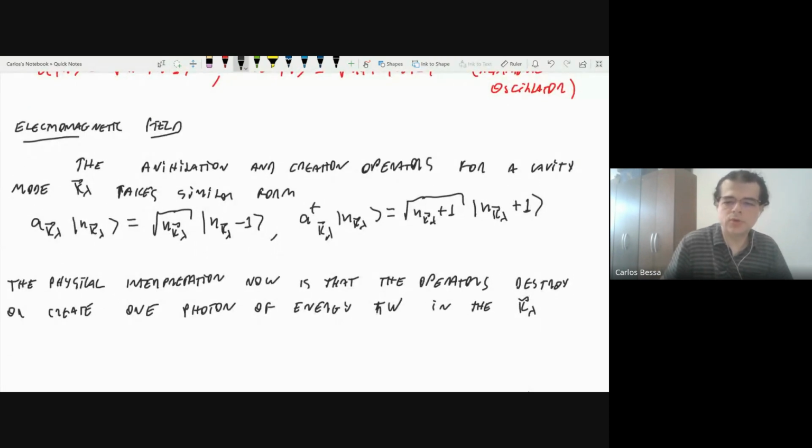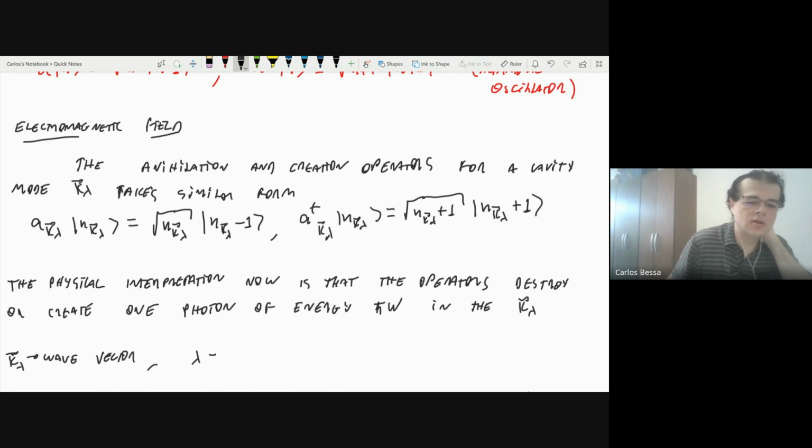Okay, so k here is just the wave vector that defines the mode, and lambda you can write in the way you want, like 1, 2, because it is related to the polarization. It is the polarization index.